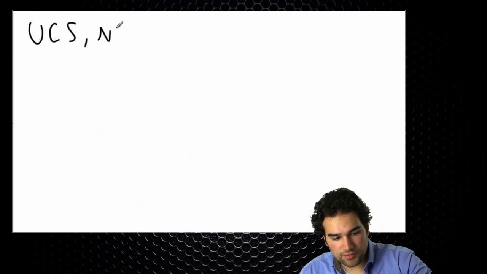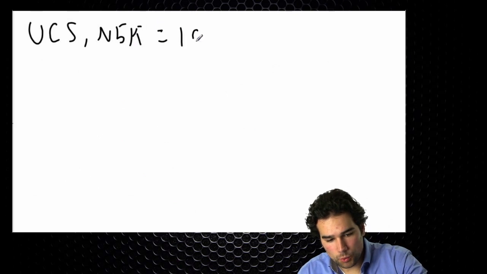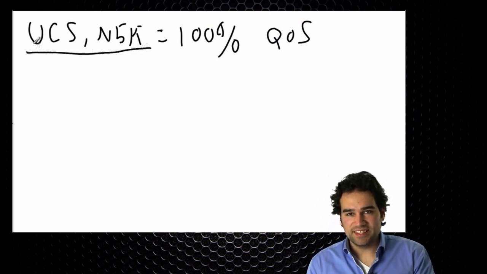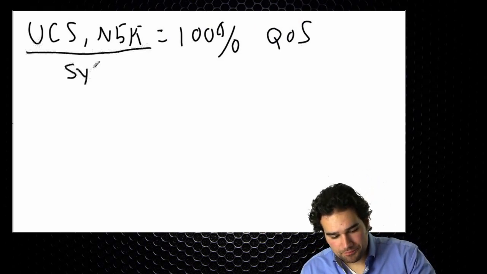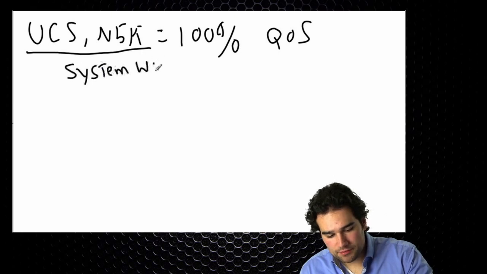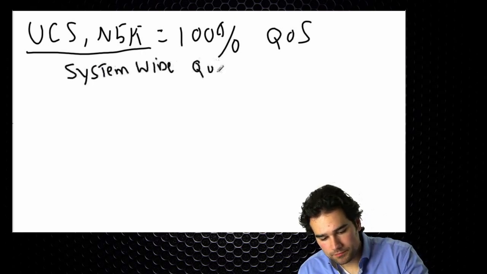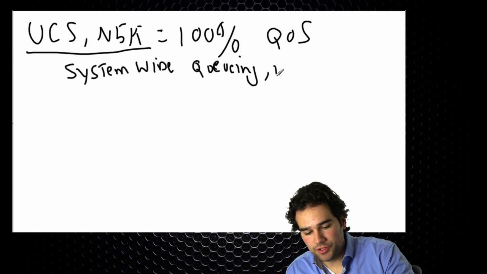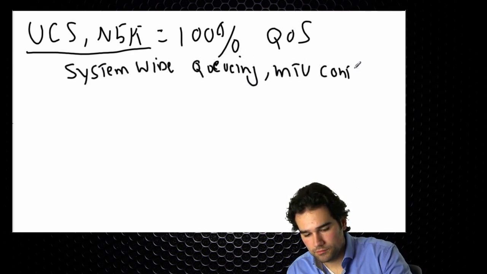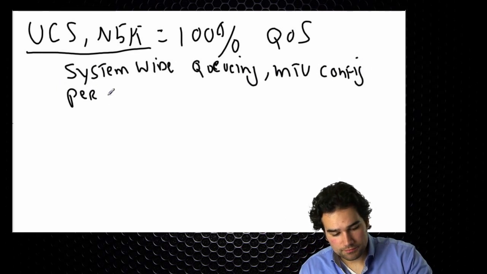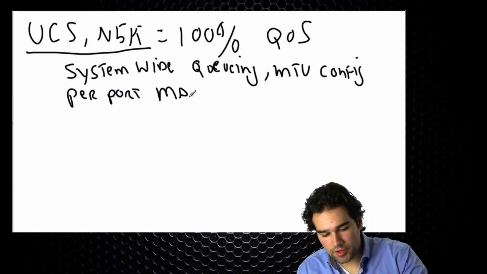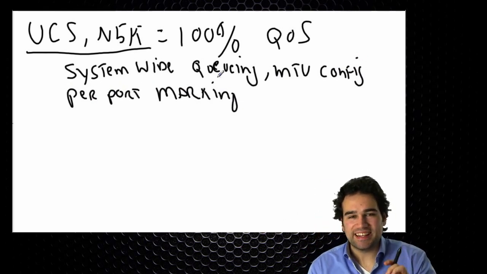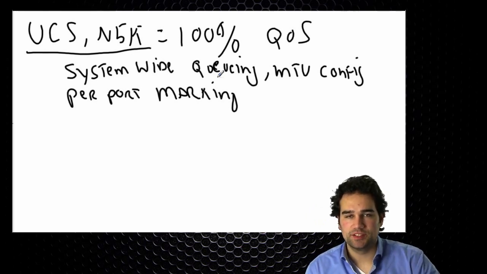UCS and N5K are 100% exact in terms of QoS. They are exactly the same in terms of features. That means a system-wide queuing and MTU configuration. Per port, I do marking of traffic. So per port, I can do my marking, so setting CoS bits, setting DSCP bits, doing all that stuff.